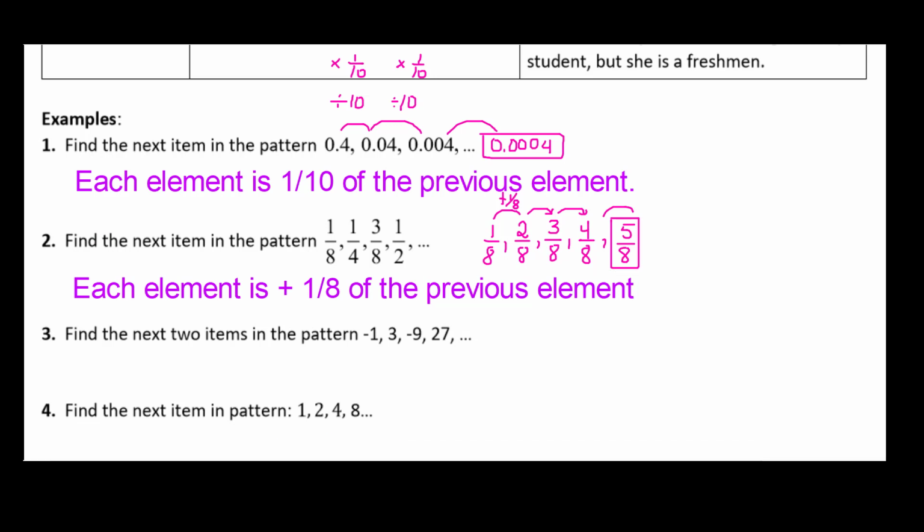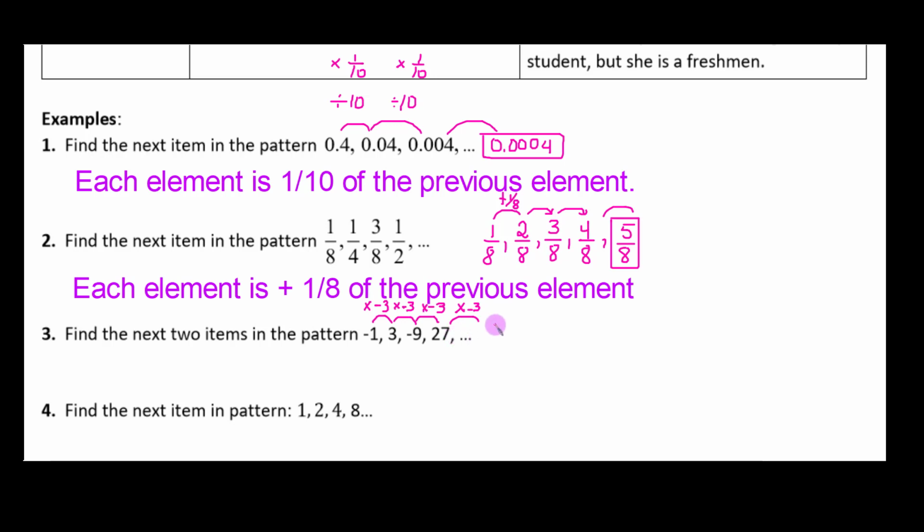The next one, we have alternating numbers. Basically, one is negative, one is positive, one is negative, one is positive. When that happens, you pretty much know that this is probably going to be multiplication or division, because every time you multiply or divide by a negative number, you change the sign. So right here, what number do you multiply 1 by to get 3? Well, it would be negative 3. So 1 times negative 3 is negative 3. Negative 3 times negative 3 will be 9. 9 times negative 3 would be negative 27. And to find the next number, we just multiply by negative 3.